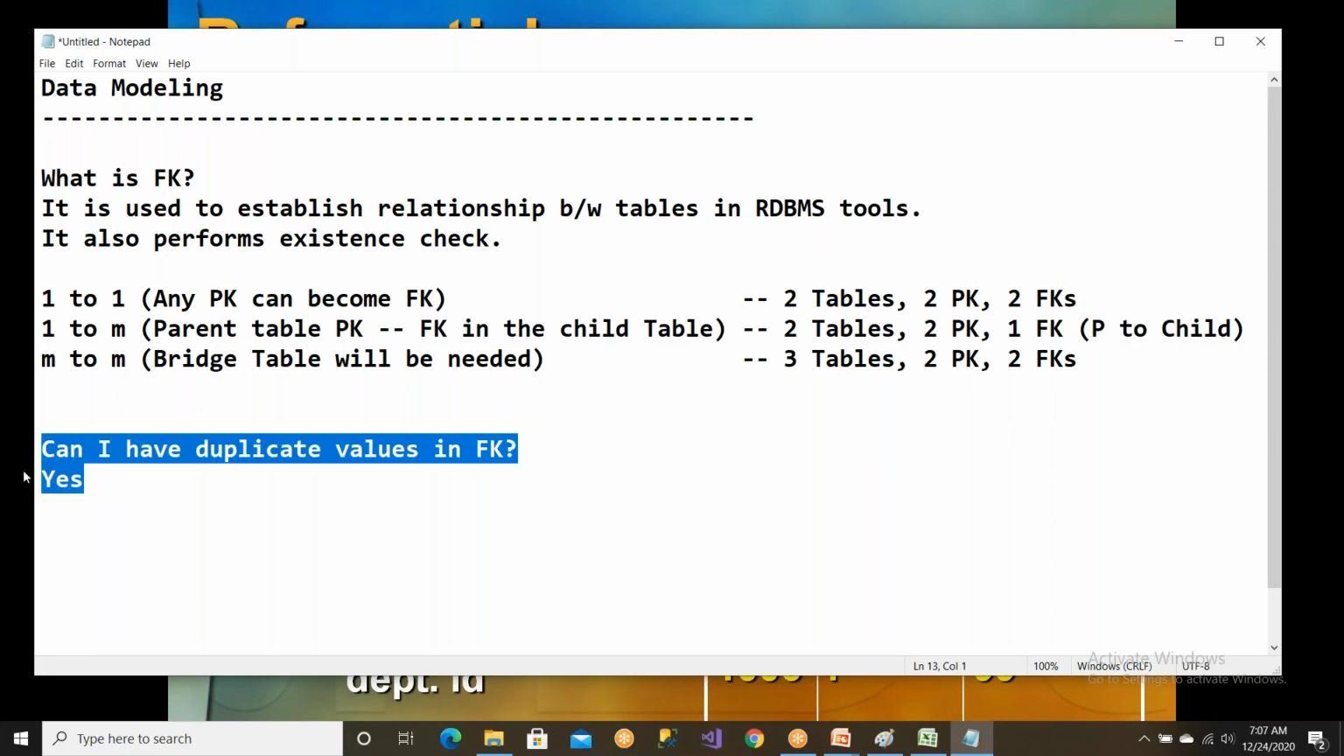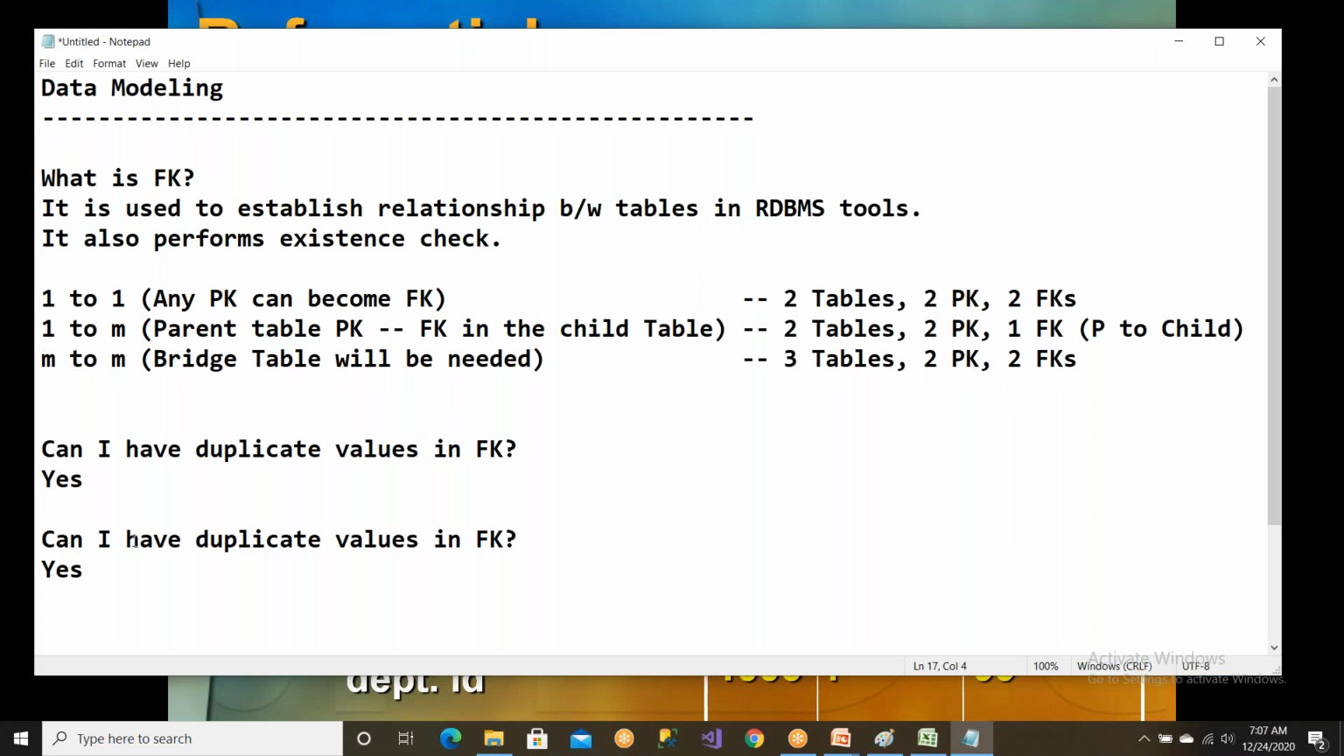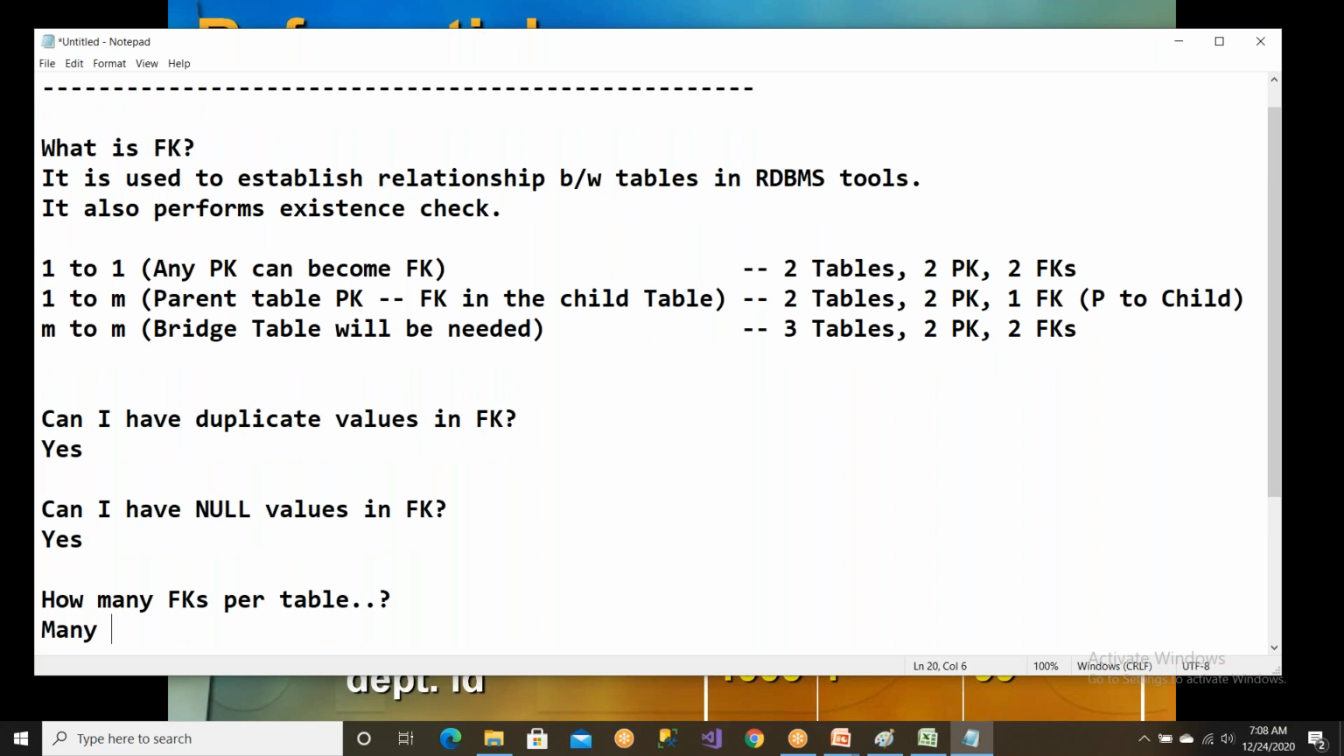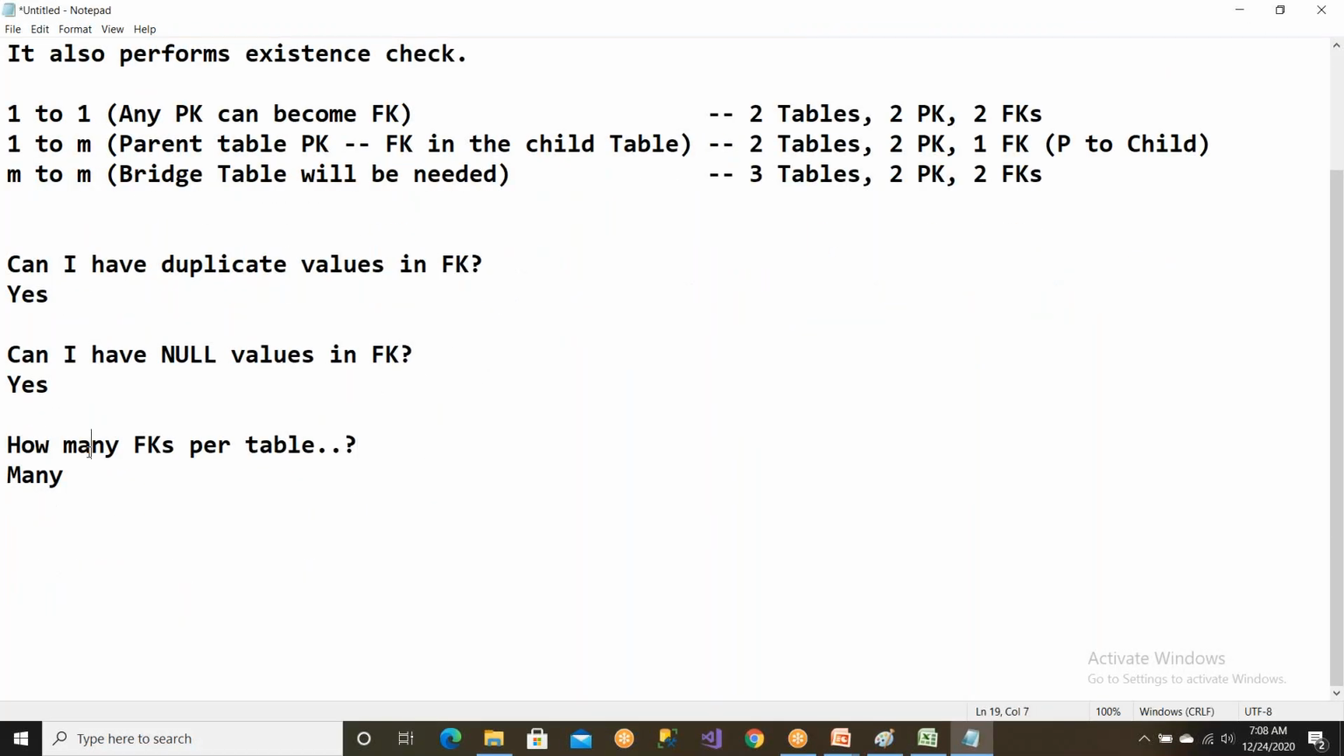And one more question asked by Hemant yesterday, right? Can I have null values in a foreign key? The answer is yes. Without null values, we will not be able to have the foreign keys. Foreign keys will have a lot of null values. Clear? So the next question: how many foreign keys per table? Do we have only one or multiple? The answer is many. That's what we need to understand. We can have many foreign keys per table.